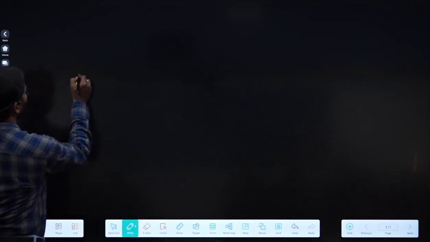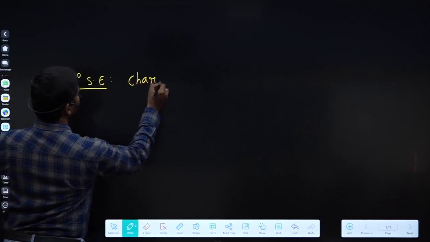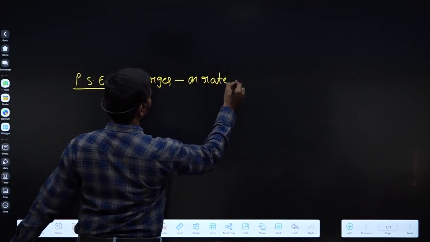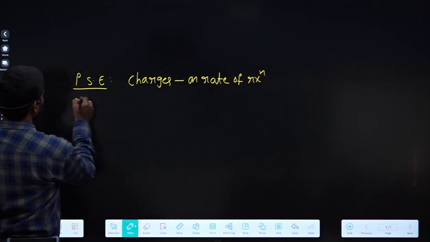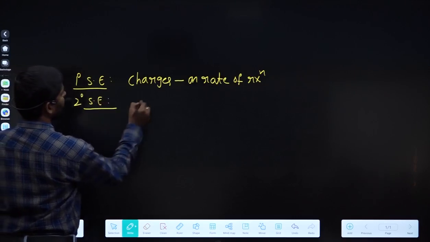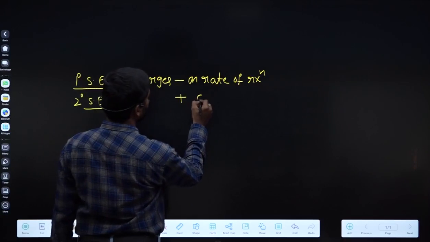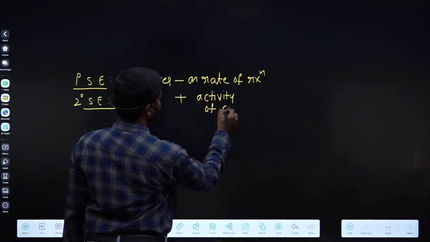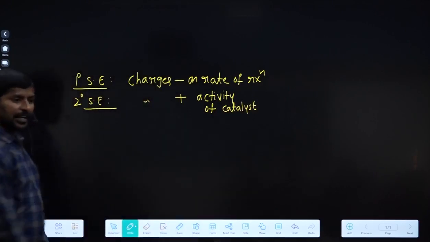What is primary salt effect? Simply the effect of charges on rate of reaction is called primary salt effect. Secondary salt effect: the effect of charges on the activity of the catalyst, that is called secondary salt effect.